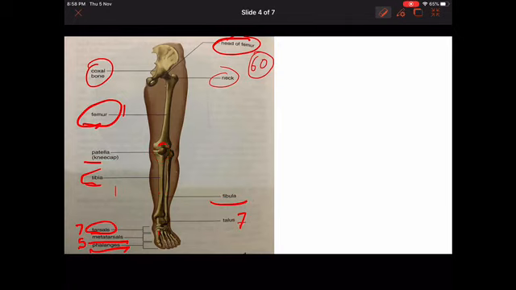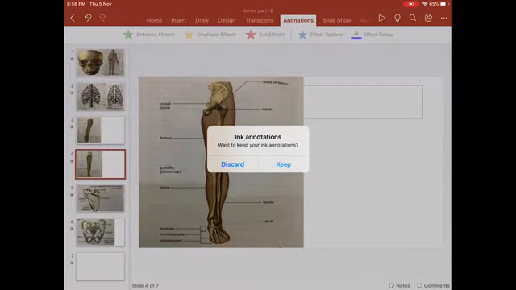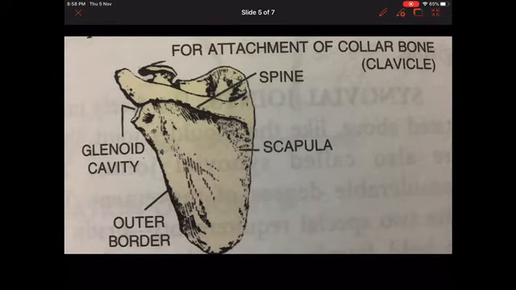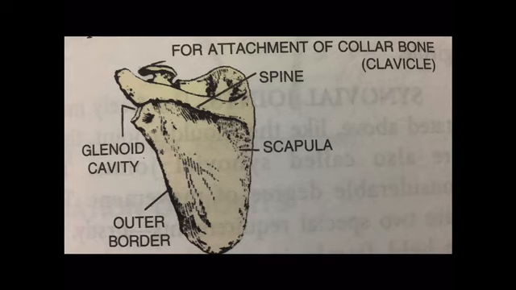Now I want to tell you about the girdles. Girdles are the part of the skeleton which help to articulate the limb bones to the main axial skeleton. Actually your limb bones are attached in the girdles only. This is called the pectoral girdle, also called the shoulder girdle.